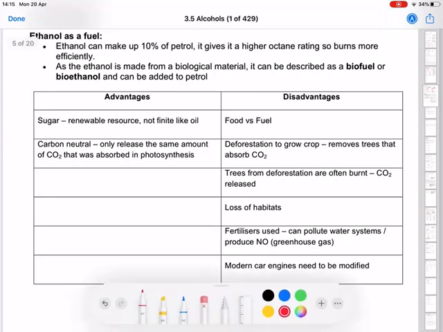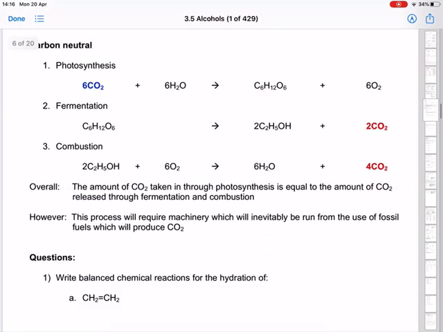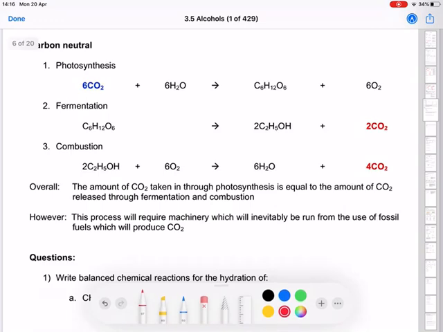So as a fuel, it's pretty good. The sugar is a renewable source, and it's also a carbon neutral process. However, when you're growing the crop to make the sugar to do the fermentation, you have to be careful that you're not using space that was used to make food. There's deforestation, loss of habitats, and so on and so on. But let's have a look at why the fermentation process is deemed to be carbon neutral.